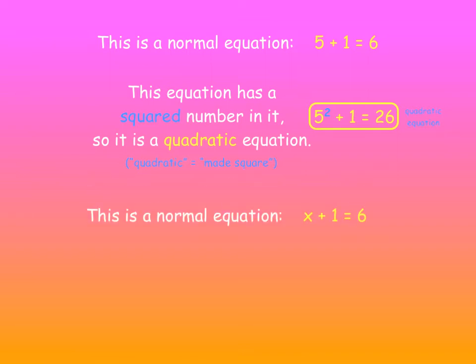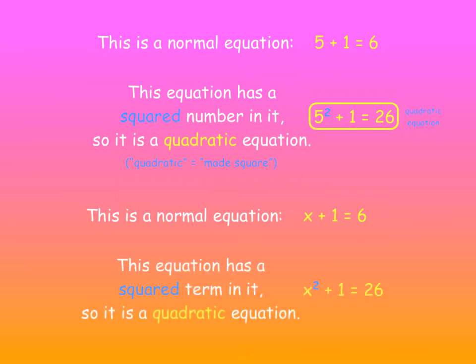Here's another normal equation. X plus 1 is 6. And this equation has a squared term in it, x squared, so it's called a quadratic equation. In other words, an equation with something squared in it.